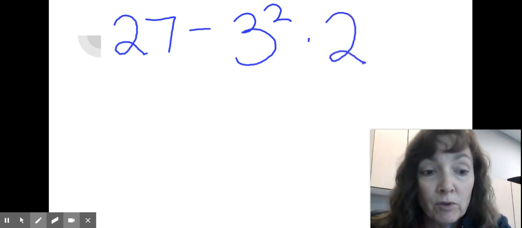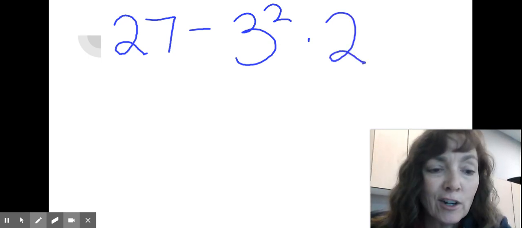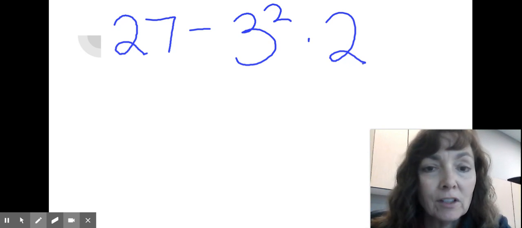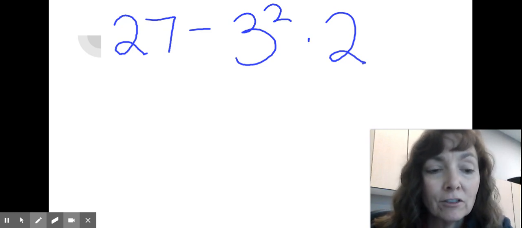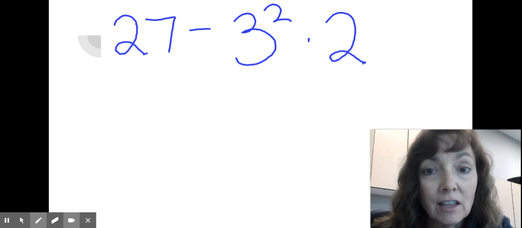So we're always going to do parentheses first. We don't have any, so we don't have to worry about it. Then we're going to do exponents. We have an exponent, so we're going to deal with that. After exponents, we can do multiplication and division, left to right. And after we're done with that, we can do addition and subtraction, left to right.